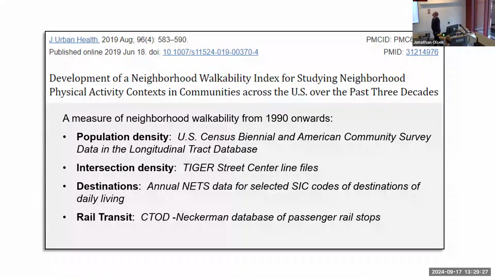So what we really wanted to do is connect our walkability metrics to these large cohorts that exist, where we've followed tens of thousands of people through time and looked at health outcomes. But to do that, we needed some kind of metric that we could systematically replicate year after year, going back decades. And so we put some effort into this. We've come up with a metric where we can measure walkability for the past 3 decades in the US. From 1990 onwards, we published work showing that we use population density, intersection density, destinations of daily living, and rail transit going back 30 years.